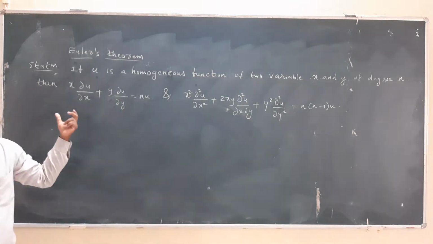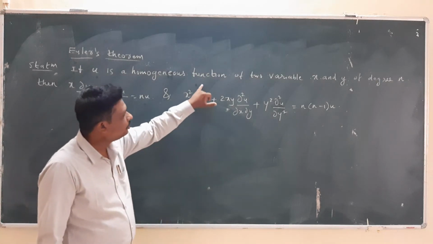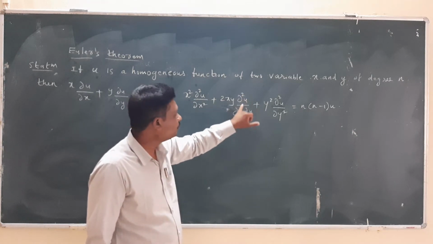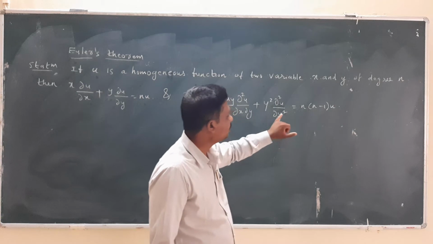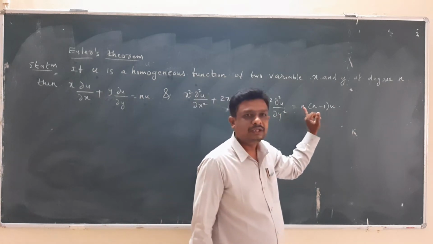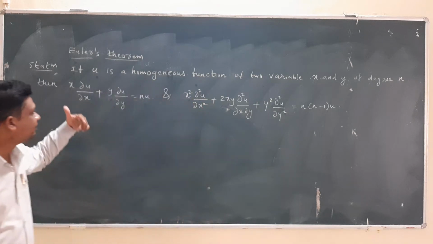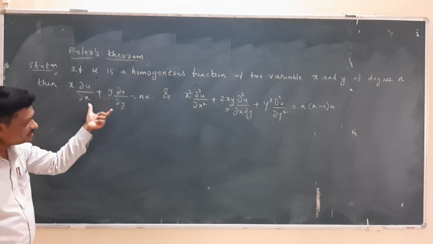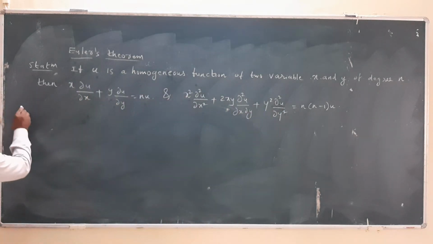So this is the first result of Euler's theorem, and the second one is x² ∂²u/∂x² + 2xy ∂²u/∂x∂y + y² ∂²u/∂y², which is equal to n(n − 1)u. So first I will prove the first result, then I am going to prove the second result.